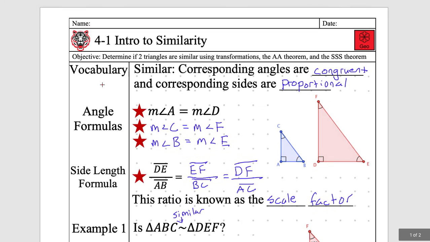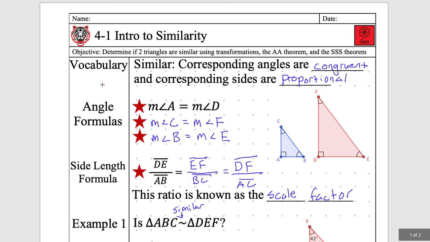Then let's go ahead and do our fist of 5 objective. Can you determine if two triangles are similar using transformations, angle-angle theorem, side-side-side theorem? Give me a fist of 5. I see a 5, a 4, a 5, a 5, a 4, a 4, a 5, a 4, a 4, a 4, and a 4.